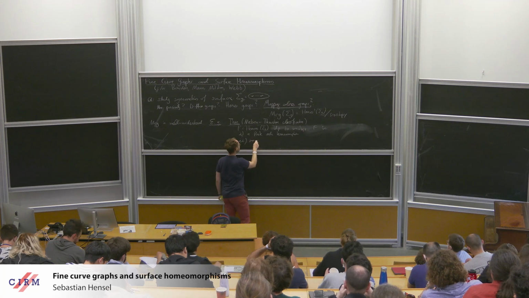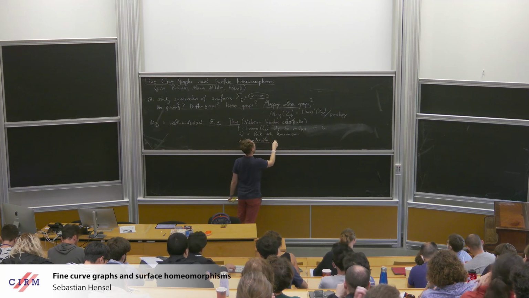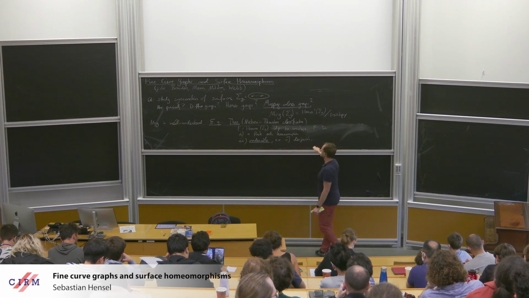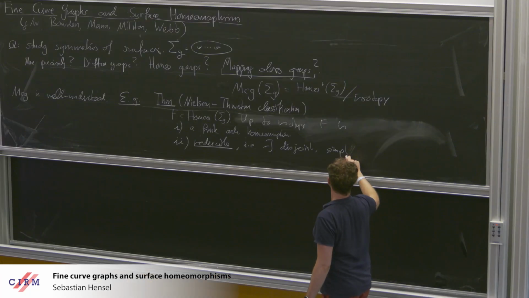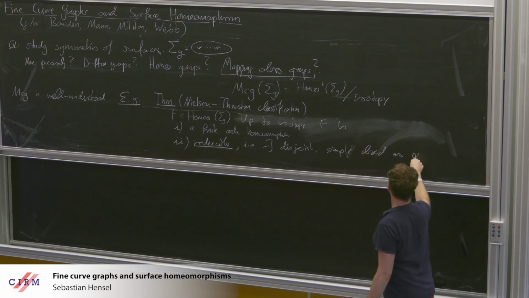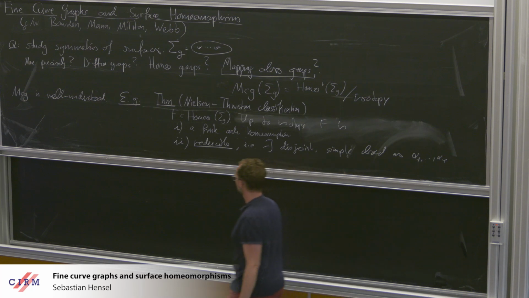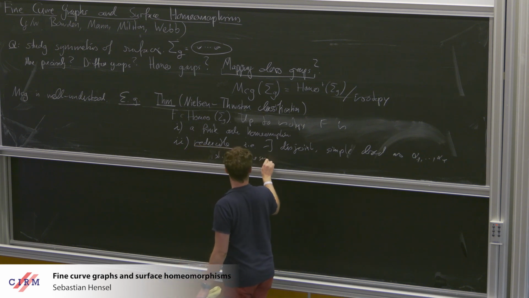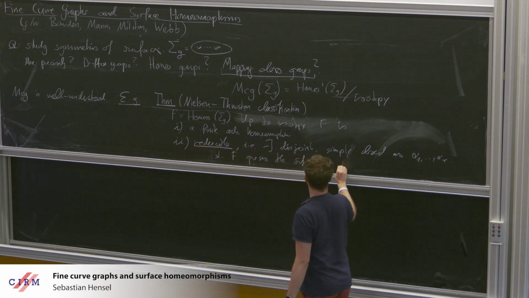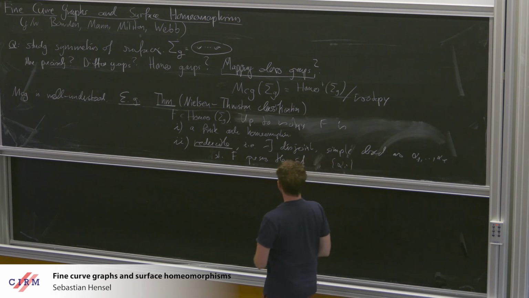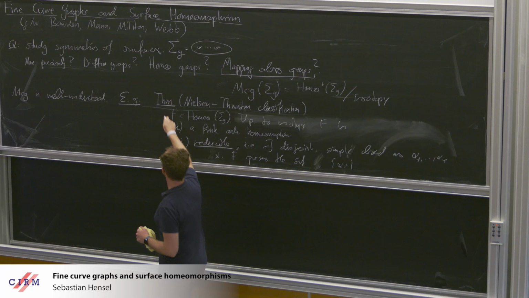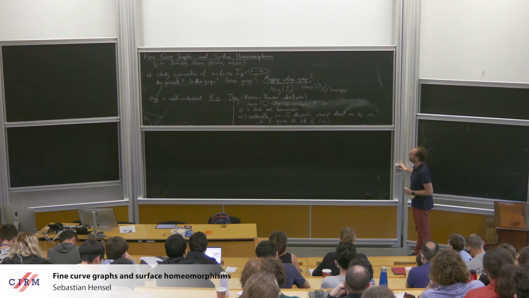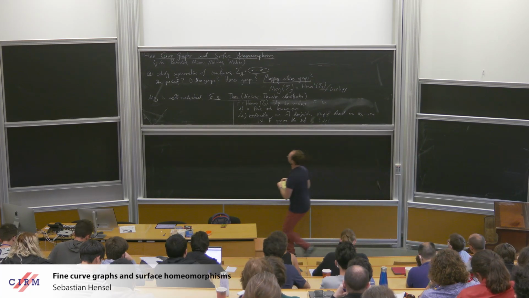or reducible, i.e., there exist disjoint simple closed curves alpha 1 up to alpha k which are preserved, such that F preserves the set of these alpha i. Or, and I'm seeing that I already used the board very poorly, but bear with me for a second.